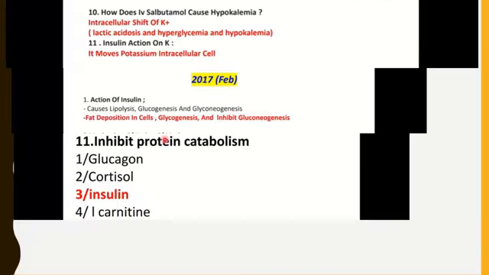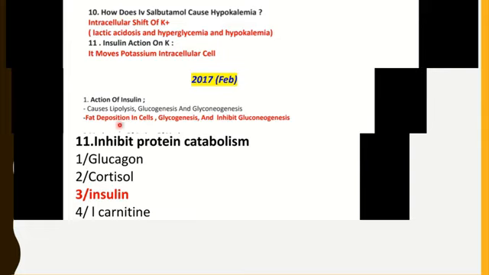Forget about this first one, just look at this one. Number 11. What is the action of insulin? It moves the potassium into the intracellular cells. So it moves the potassium from the extracellular to the intracellular space. This was a question. Then we have 2017. What is the action of insulin?